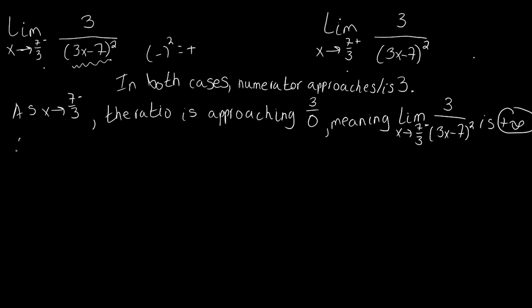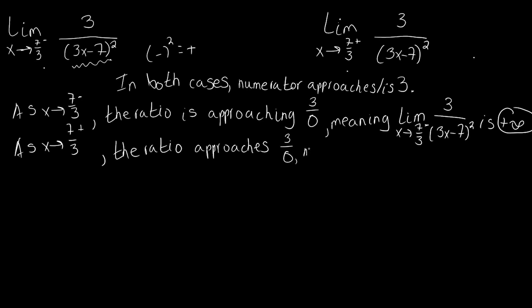Okay, so let's go ahead and write that down here. We have a lot of similarities between the left and right limit here. As x approaches 7/3 from the right, the ratio approaches, again, 3/0, meaning the limit as x approaches 7/3 from the right of 3/(3x minus 7) squared, which is our function, is also positive infinity.